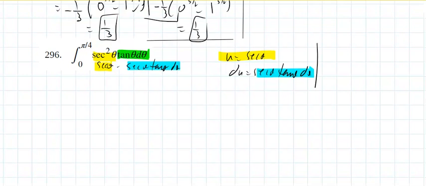What if I let u equal the tan of theta? Take a derivative. What's the derivative of tangent? It's secant squared of theta d theta. In this case, if I pick the blue, there. Now, which one you should choose?